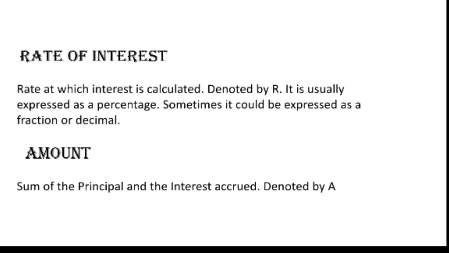The next is rate of interest. The rate at which interest is calculated is denoted by capital R. It is usually expressed as a percentage. Sometimes it could be expressed as a fraction or decimal. Then amount, the sum of the principal and the interest accrued, is denoted by A. So let us understand this topic more clearly with the help of examples.